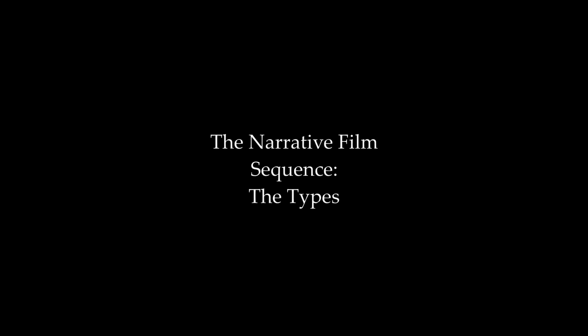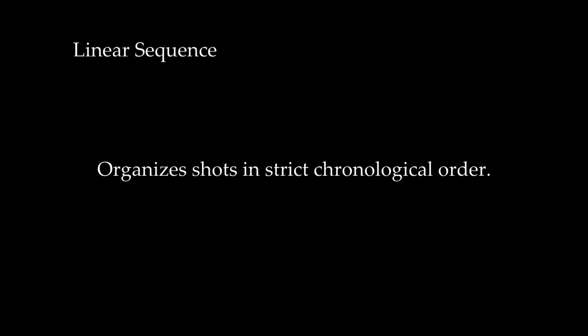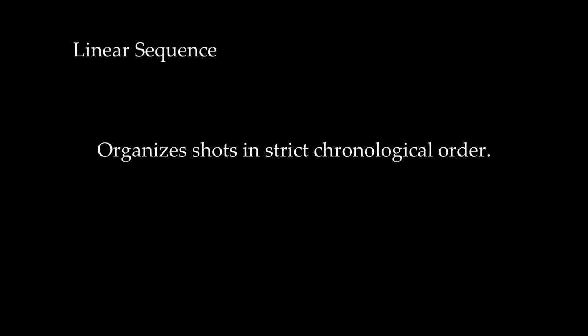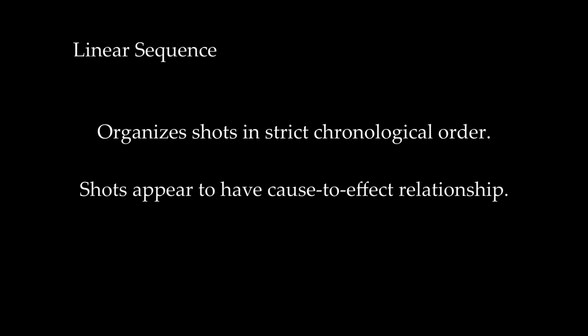In this episode of the narrative film, we will take a look at how the various types of sequences aid the filmmaker in telling a visual story. As we have shown in previous episodes, a linear sequence is a sequence that presents its shots in strict chronological order. There is also a cause-to-effect relationship between shots. This gives the impression of a continuous run of action without breaks.